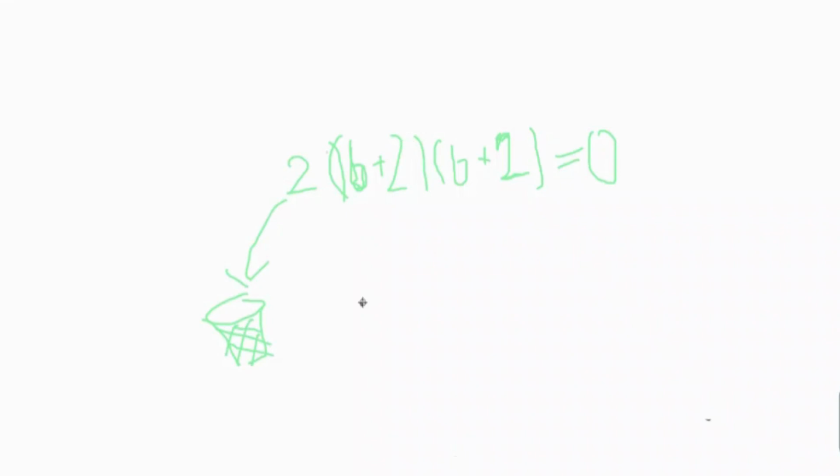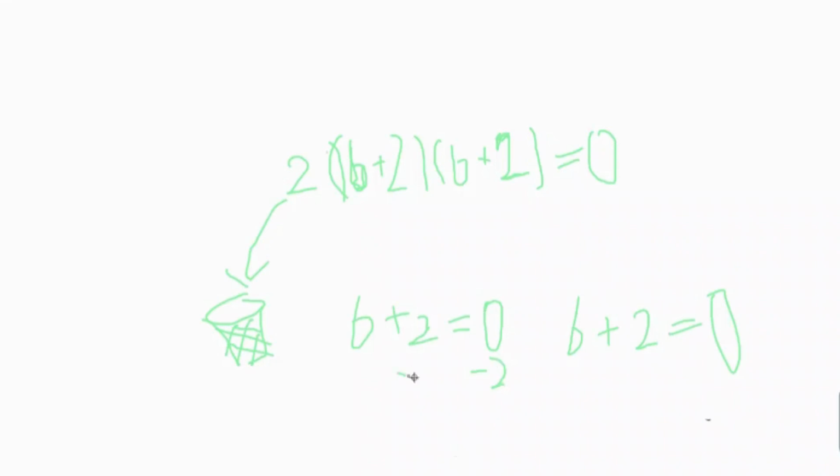So let's write it out. B plus 2 equals 0. Gotta add that equals 0. And then the same for the other one, equals 0. Look at that. It's amazing. It's perfect. So now what we do here is we're going to subtract 2 from both sides.